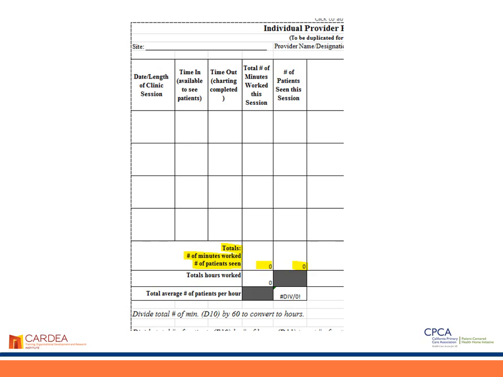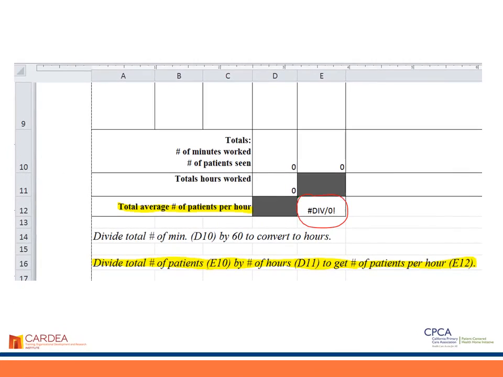Since your totals are in minutes, you'll need to convert them into hours by simply dividing them by 60, and you'll see that the next row has a space for total hours worked. There are formulas built into the cells of these worksheets, so as you enter the number of minutes worked and patients seen, the totals will automatically appear and the minutes worked will be converted into hours.